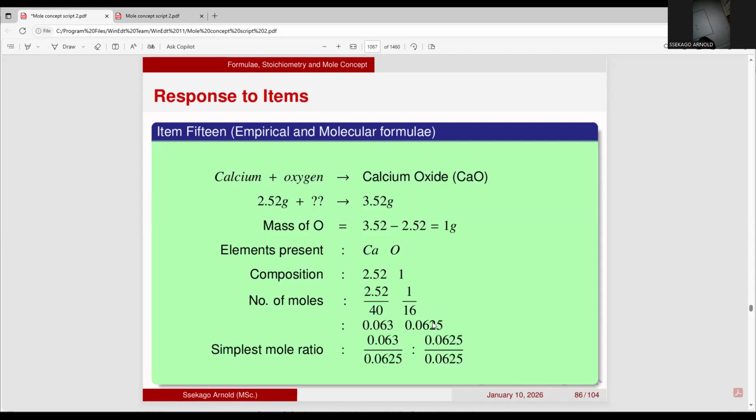So we have 0.063 over 0.0625, and also here 0.0625 over 0.0625. And in this case, we obtain the ratio as 1:1.